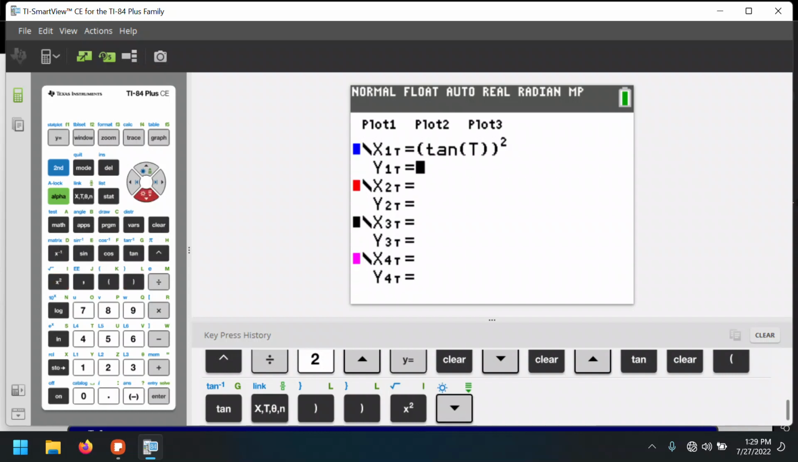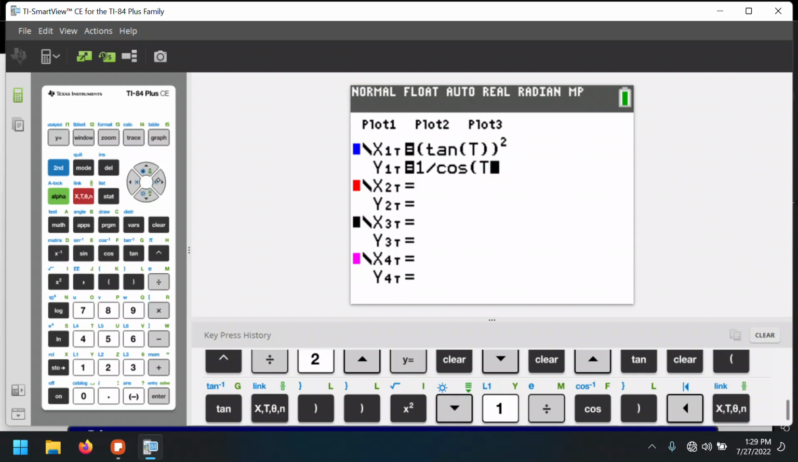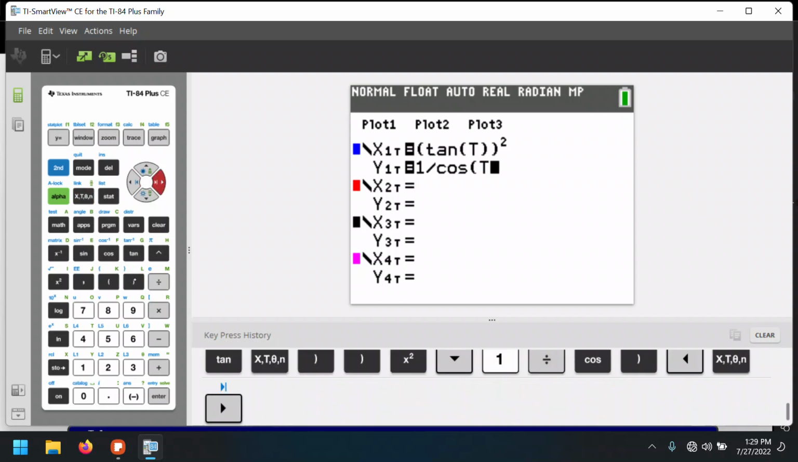For the y equation, the y component, we have a secant, but unfortunately we don't have a secant button on our calculator. So in this case, we're going to use identities. How about 1 over cosine? Isn't that secant? Oh, hold on. We need a variable here, otherwise it's going to be like a mute function.